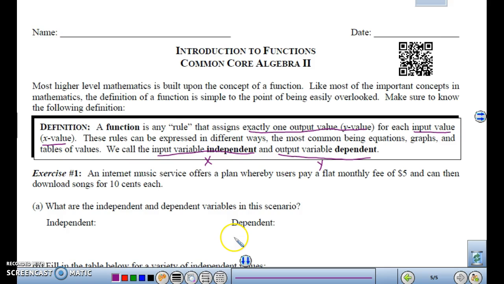So let's look at an example of a function. An internet music service offers a plan whereby users pay a flat monthly fee of $5 and can then download songs for 10 cents each. So what are the independent and dependent variables in this scenario? Well, let's think about this for a second. If you're downloading songs, you're going to pay $5 and then 10 cents for each song that you're going to put in. So what's going to change every time is the number of songs. That would be the independent variable. So the independent variable would be the input. How much you're going to pay depends on the number of songs downloaded.